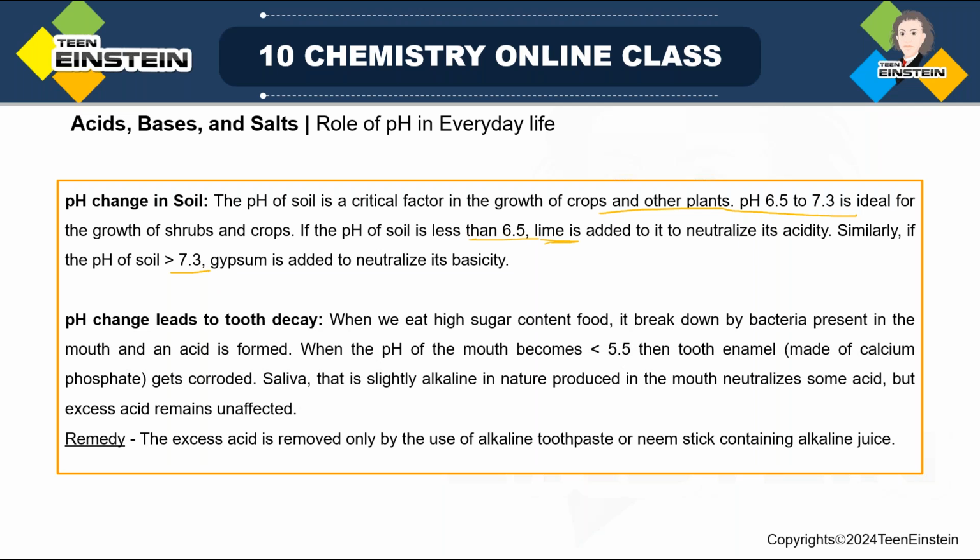pH change leads to tooth decay. When we eat some sugar-content food, it is broken down by bacteria present in the mouth, and there is formation of acid. It may be for some other food also. Now, when the pH of the mouth becomes lower than 5.5, then what happens? The tooth enamel, which is nothing but calcium phosphate, gets corroded. So there is tooth decay, right?